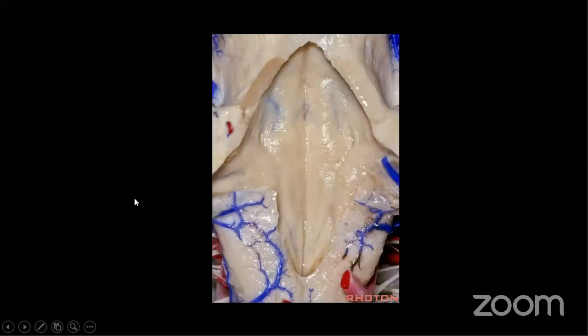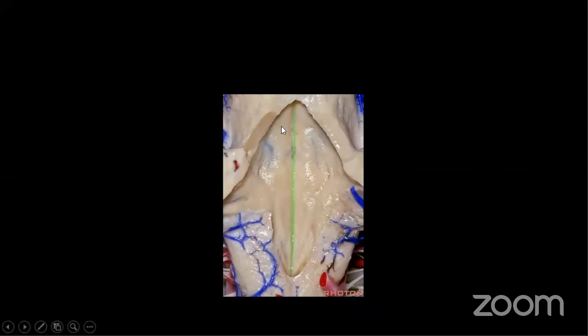Let's again make our life easier with the help of Rhoton. So this is the median sulcus. This is the abducent nucleus, and around there is the binding known as the facial colliculus.